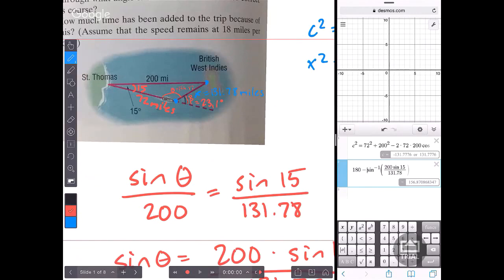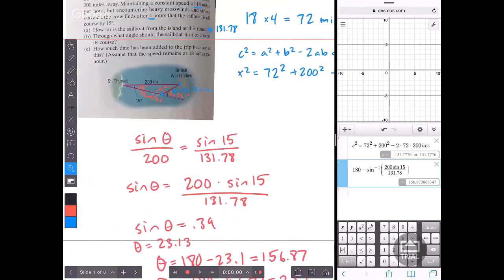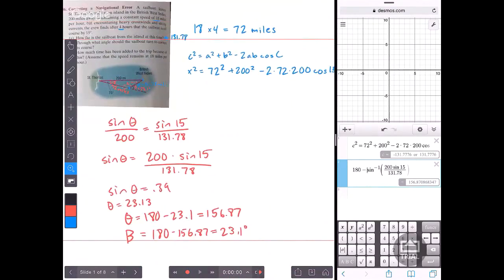Ryan is absolutely correct. If you want to avoid the ambiguity of dealing with the ambiguous case of the law of sines and having to recognize obtuse and acute angles and what you need when, you are safer with the law of cosines. The law of cosines would have told me right away that theta was 156.87, and then I would have gotten beta 23.1. But they both work.